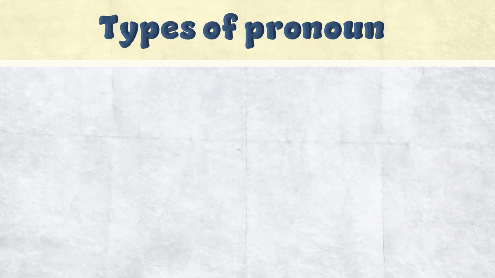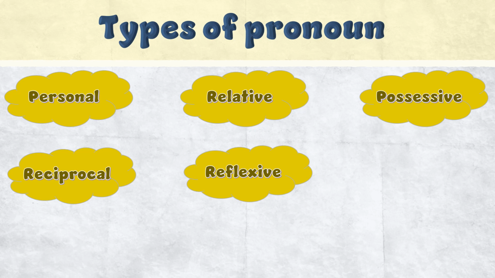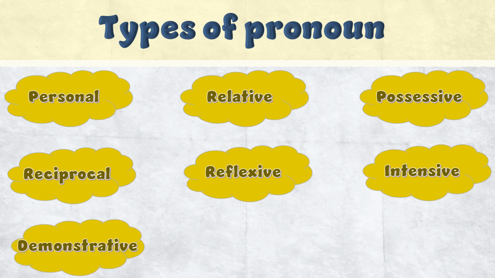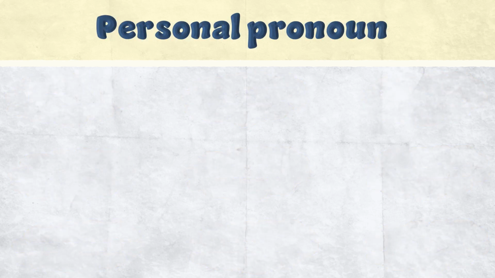There are different types of pronoun. Let's see which are those. Personal pronoun, relative pronoun, possessive pronoun, reciprocal pronoun, reflexive pronoun, intensive pronoun, demonstrative pronoun, interrogative pronoun, and indefinite pronoun. So in total, 9 main categories of pronoun. Let's understand each one in little bit detail.